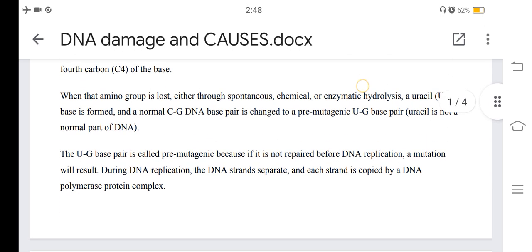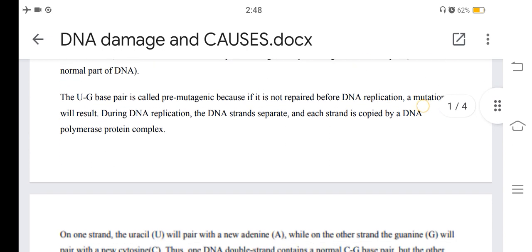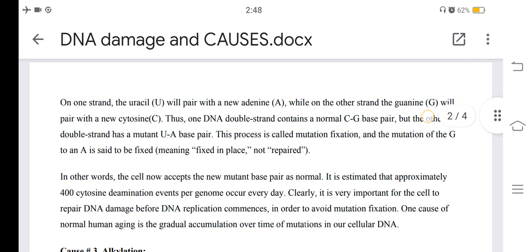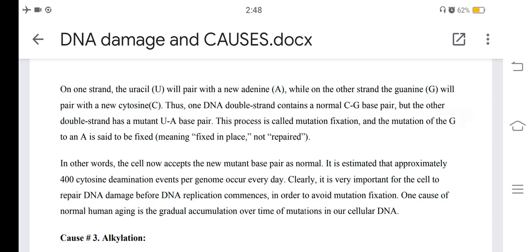Uracil is not a normal part of DNA. The UG base pair is called pre-mutagenic because if it is not repaired before DNA replication, a mutation will result. During DNA replication, the DNA strands separate and each strand is copied by a DNA polymerase protein complex. On one strand, the uracil will pair with a new adenine, while on the other strand, the guanine will pair with a new cytosine.